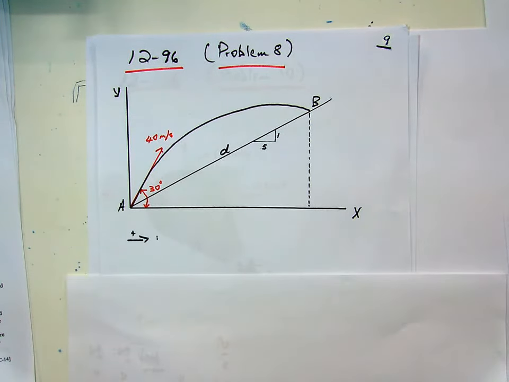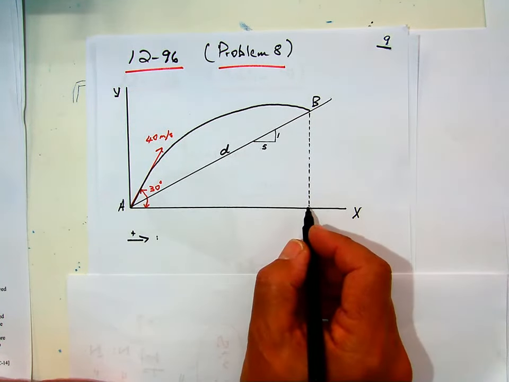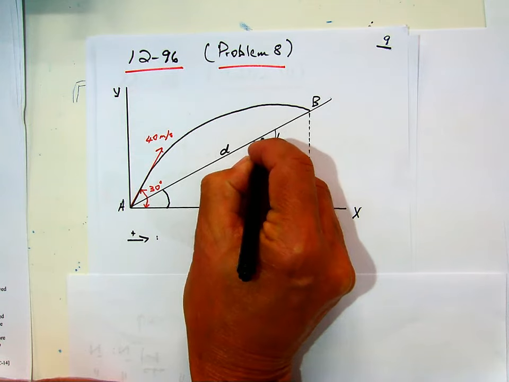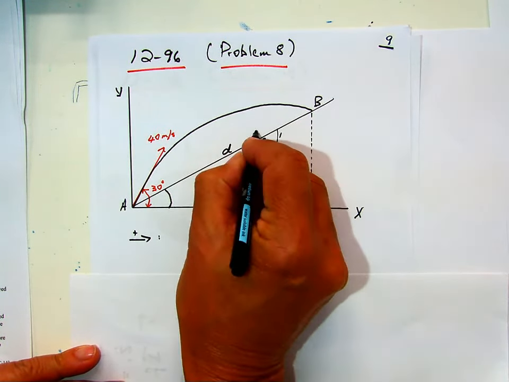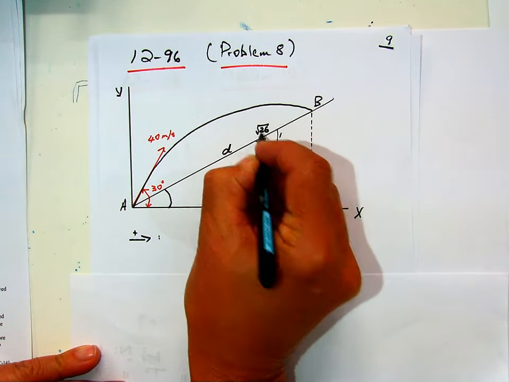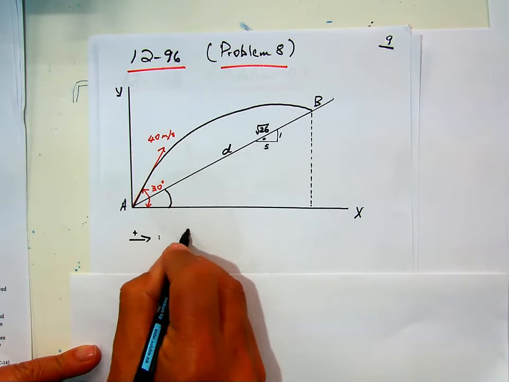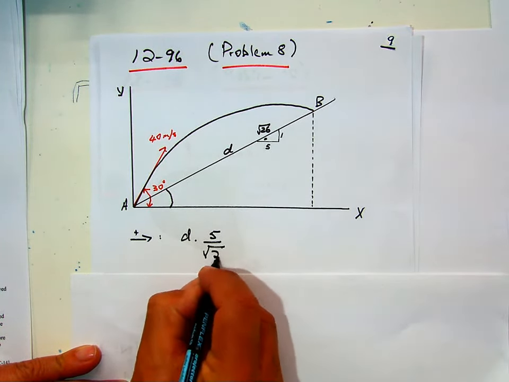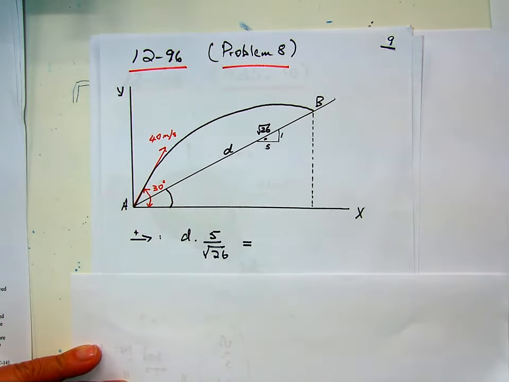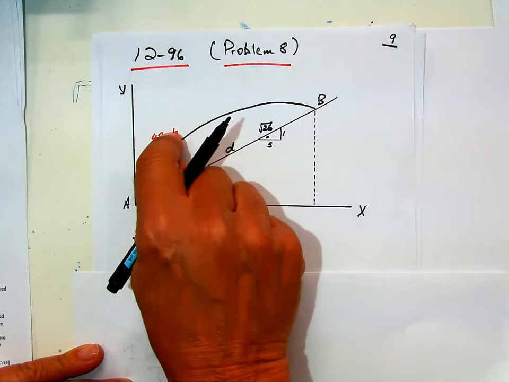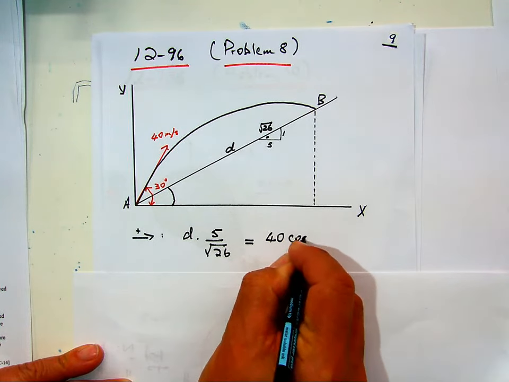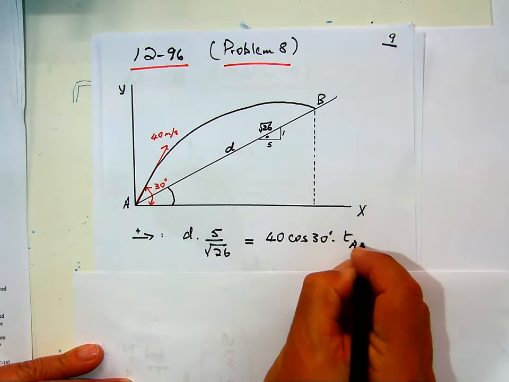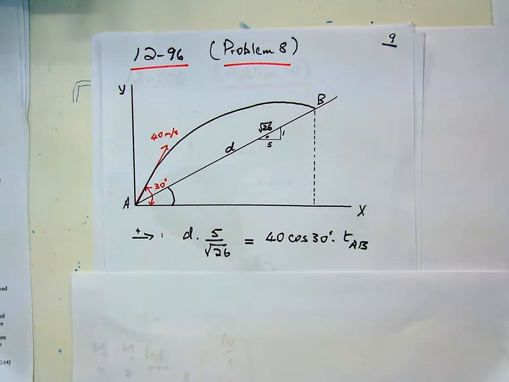Now, for example, in the horizontal direction, the horizontal distance is D cos of this angle, and this angle is the same as that angle. That is 5 and 1, so the hypotenuse will be the square root of 26. So the horizontal distance is D cos the angle, which is 5 over the square root of 26. The speed in the horizontal direction is 40 cos 30, times T, the time from A to B. So that's your equation there.